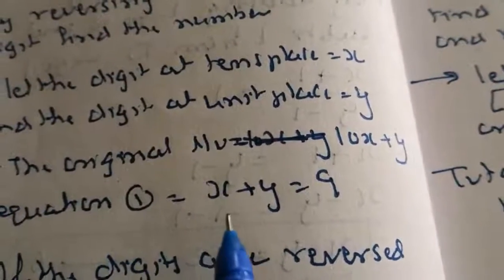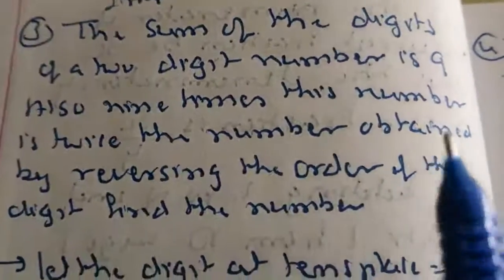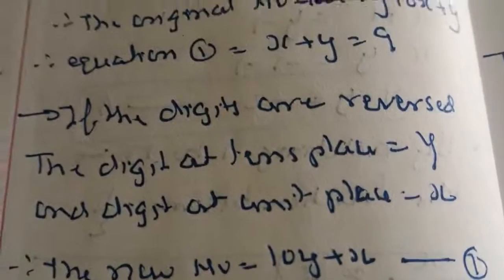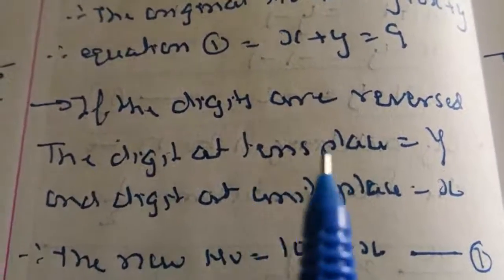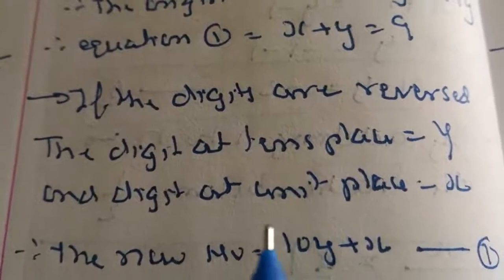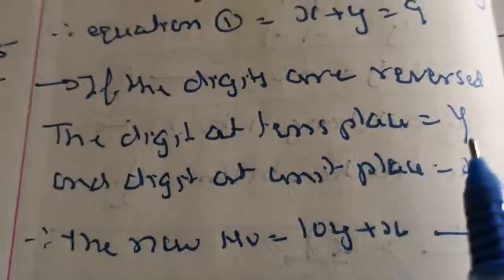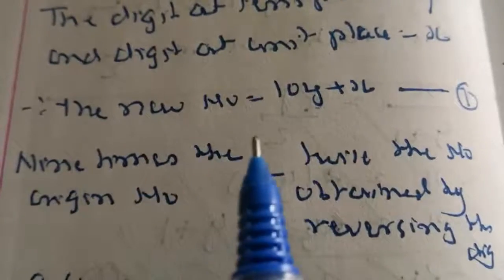So equation 1 will be X plus Y is equal to 9, because in the question they have told you the sum of the digits of the 2-digit number is 9, that is X plus Y is equal to 9. Now they have told you that by interchanging the digits, that is instead of X we are going to write Y and instead of Y we are going to write X. That is, if the digits are reversed, the digit at tens place becomes Y and the digit at unit place becomes X. So the new number which we are going to get is 10Y plus X.